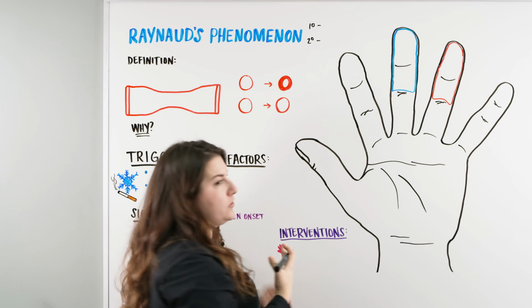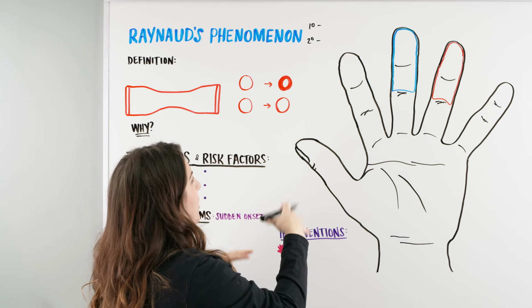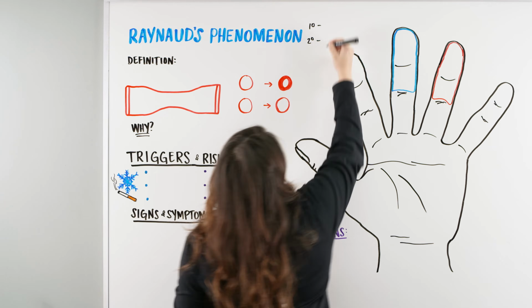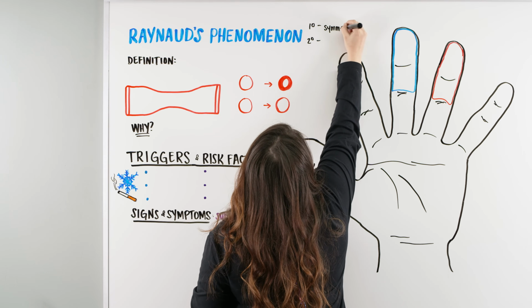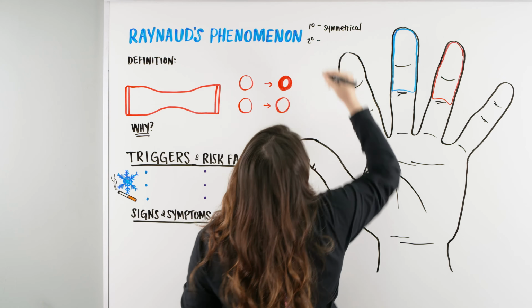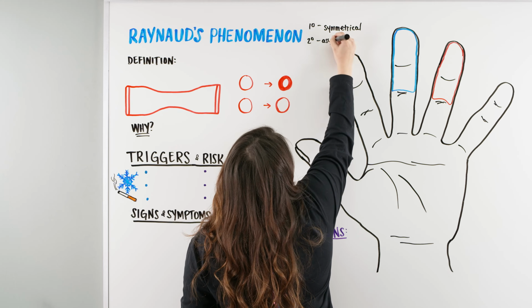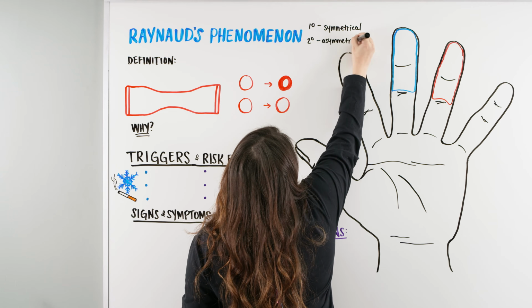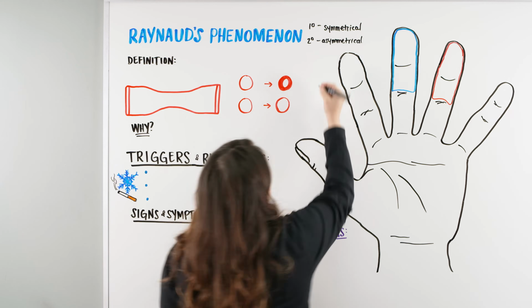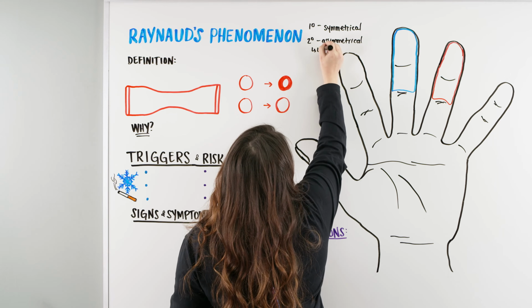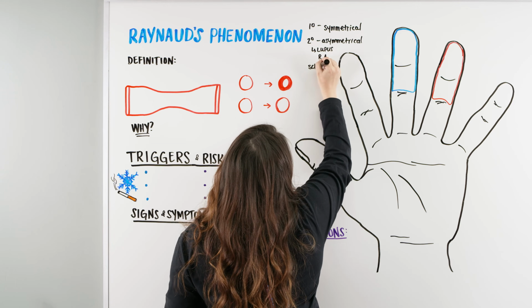Primary, they're not really sure of the exact cause. There are triggers that we'll talk about and risk factors for primary, but we're going to just delineate here that with primary, it's symmetrical, which means that when we talk about the parts of the body, it's going to happen bilaterally, or on both sides. And for secondary, it's going to be asymmetrical, and it happens secondary to a disease process. A couple of those disease processes are lupus, rheumatoid arthritis, and scleroderma.